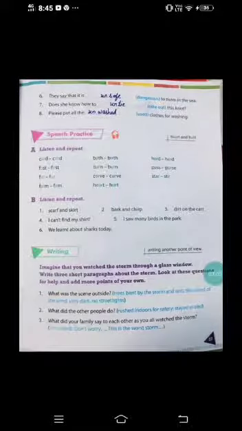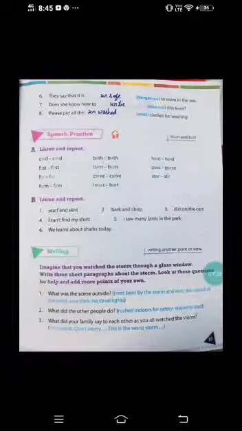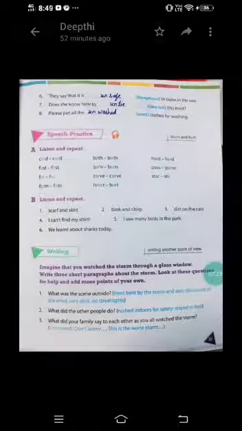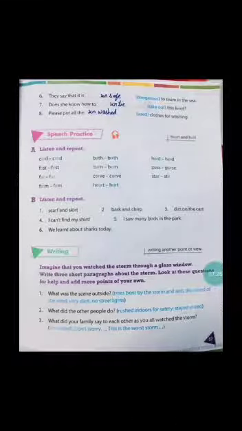Coming back to your English reader, page number 57, speech practice. I'm going to play an audio, children. Listen carefully and try to repeat the words. Try to understand how the words are being spelled using the phonics. A. Listen and repeat.